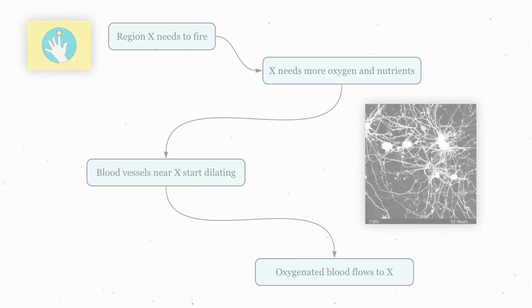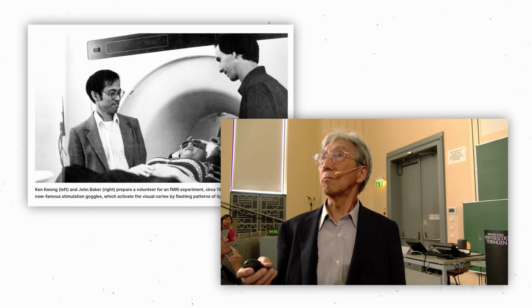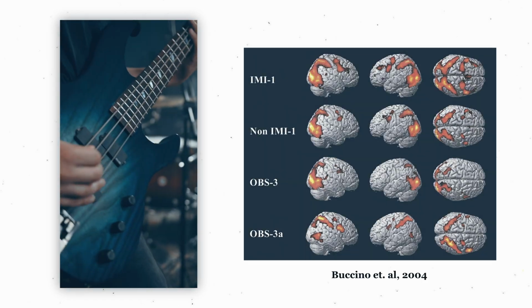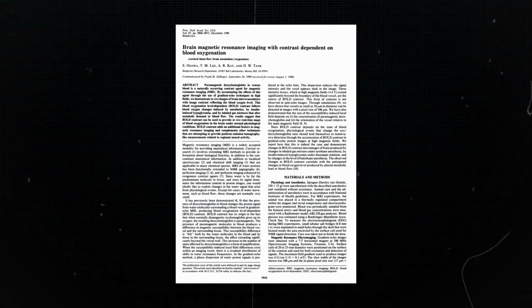So what these really smart neuroscientists in the late 1900s realized is that if there was a way, hypothetically, to visualize which regions of the brain the oxygenated blood was going to when we were doing a certain task, then we could indirectly measure which regions of the brain are involved in that specific task. And turns out there is a way to visualize that.